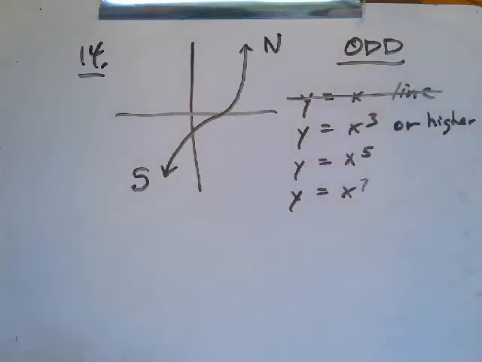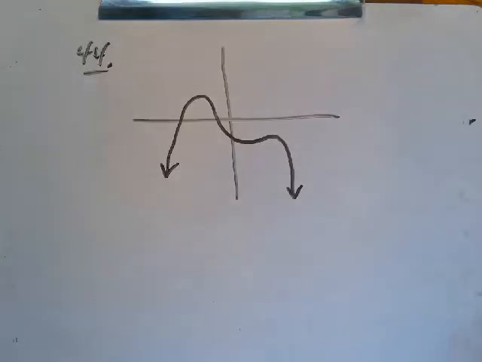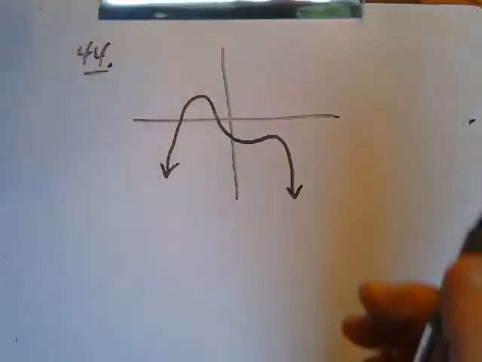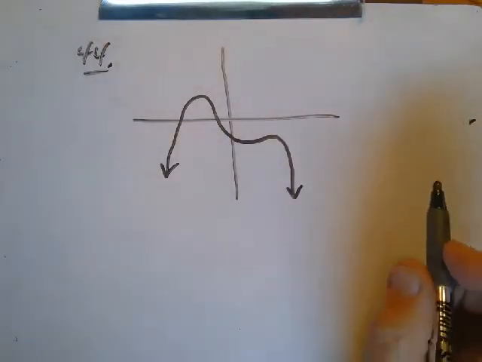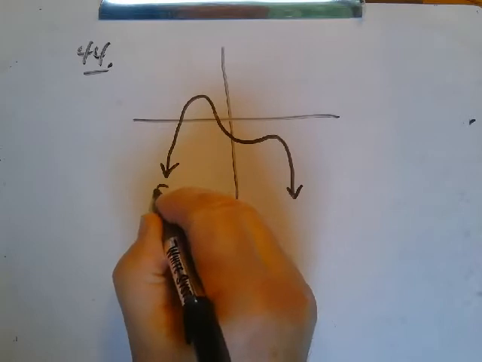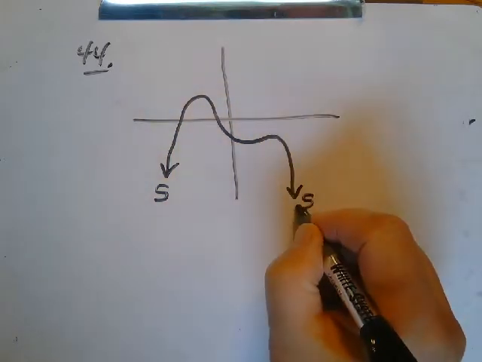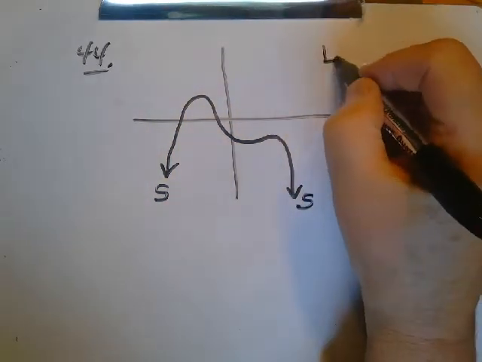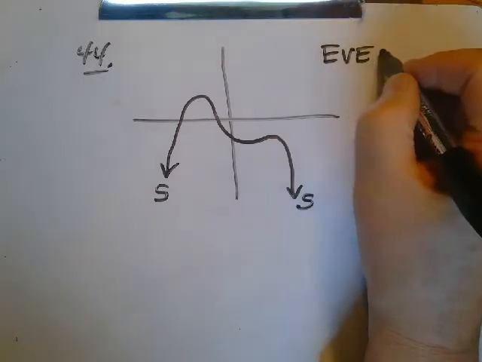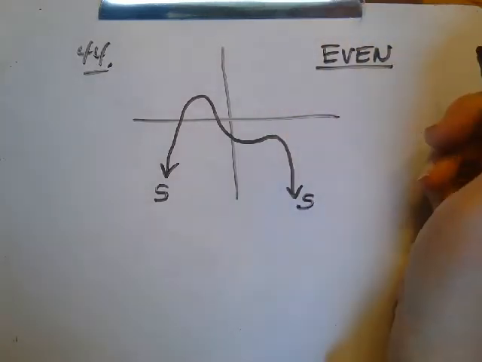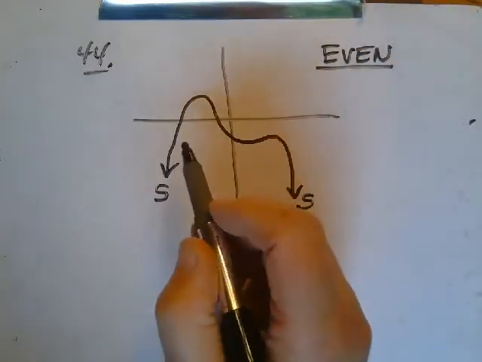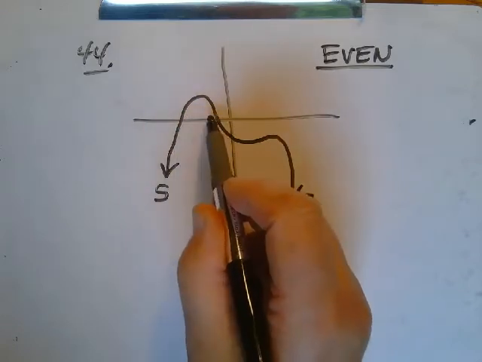Okay? Let's look at another one of those. Okay, here's problem 44. My graph's not that great here, but there it is. Now, I can see that it enters in the south and it's leaving in the south. Well, that's an indicator that this has to be an even function. And as I look at it, it's got 2 real zeros.